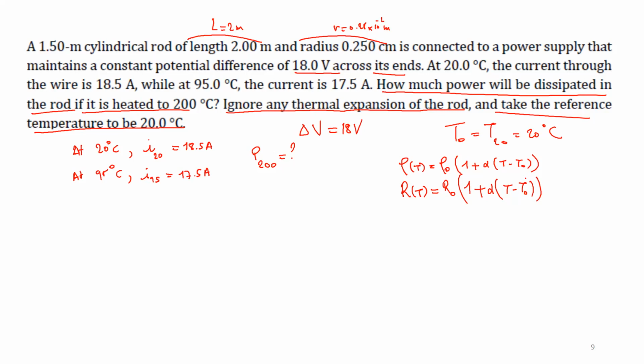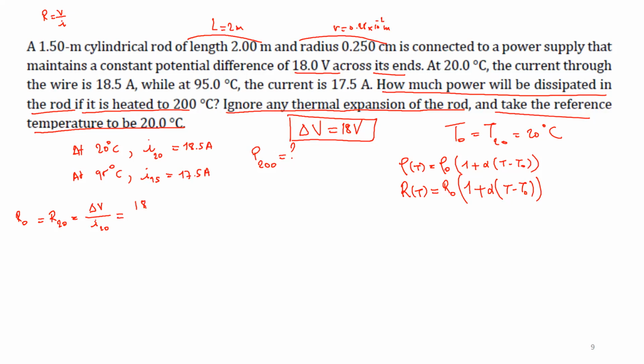Okay, so what do we need to do? Let's calculate here. You see here, my delta V is always fixed. So let's calculate R20, which will be my R naught, by the way, because I take 20 as my reference temperature. So it will be delta V divided by the current at 20, because resistance is V divided by the current I. So my resistance at 20 degrees Celsius is delta V divided by this.